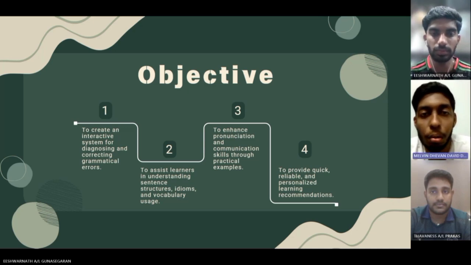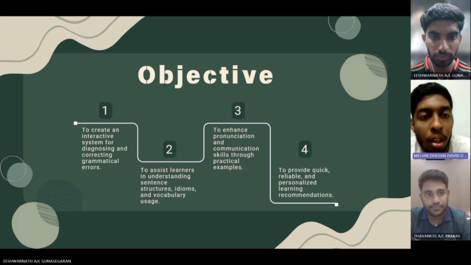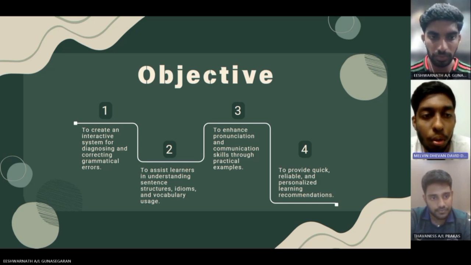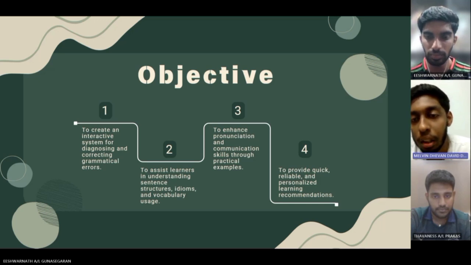Alright, now for the objectives, as you can see, we have 4 objectives, which is to create an interactive system for diagnosing and correcting grammatical errors, to assist learners in understanding sentence structures, idioms, and vocabulary usage, to enhance pronunciation and communication skills through practical examples, and also to provide quick, reliable, and personalized learning recommendations.